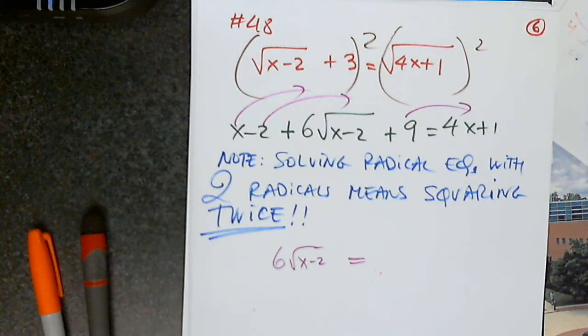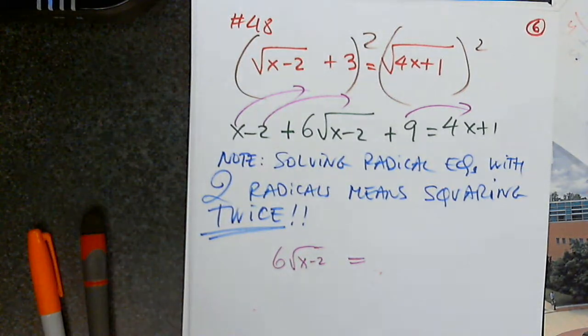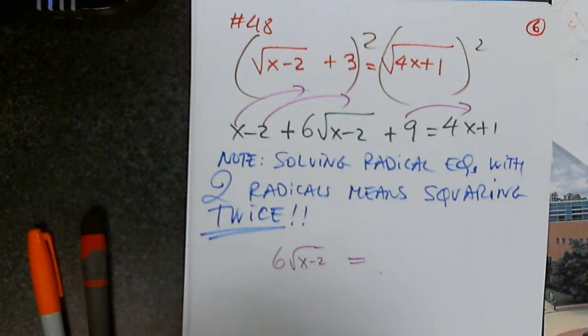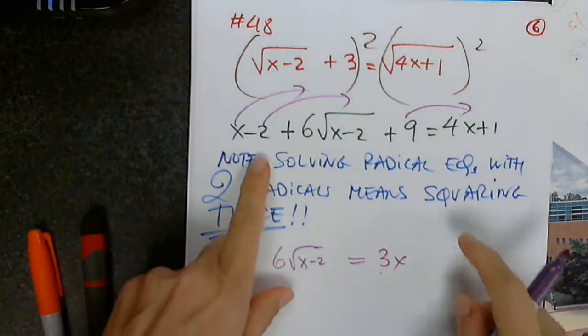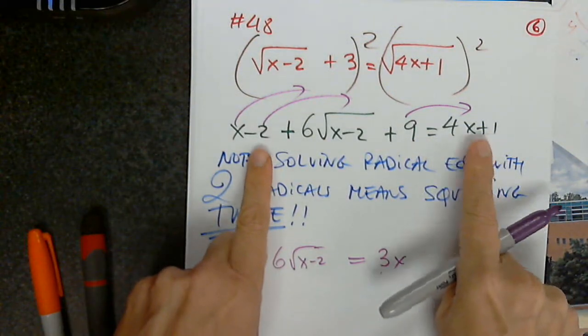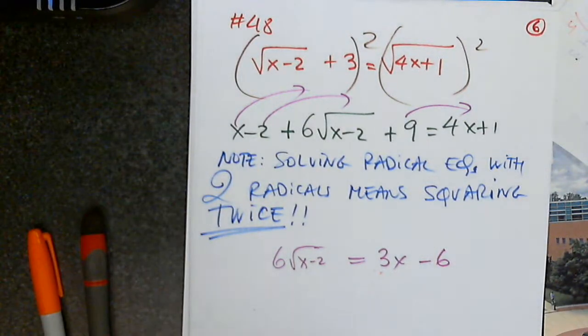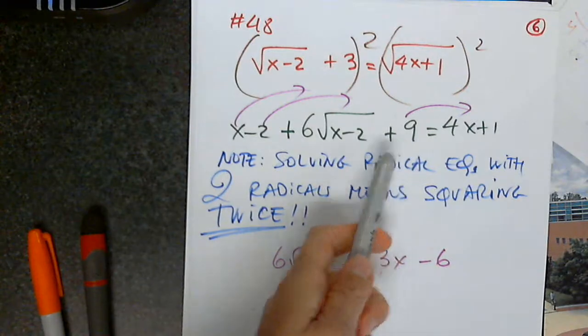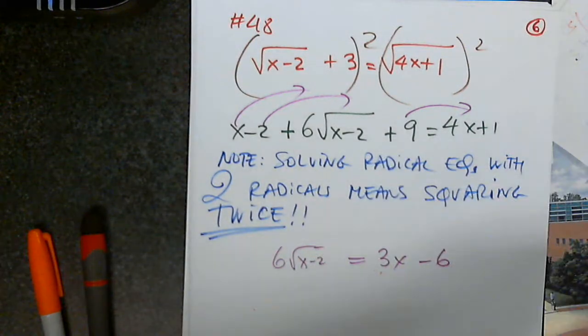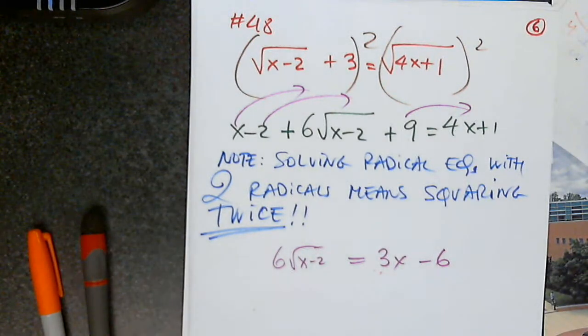Now the question is, what is left on the right-hand side? 3x minus 6. 3x. I agree with 3x. And this is 7 minus 6. I agree with both. Because 9 minus 2 is 7, and I bring 7 to the other side, it's negative. 1 minus 7 is negative 6.